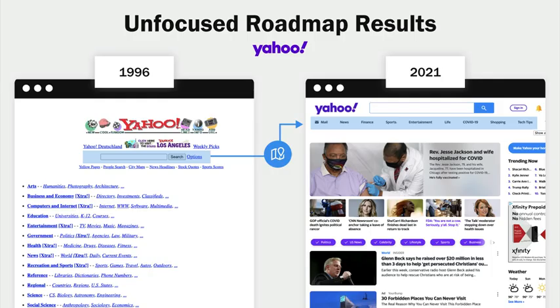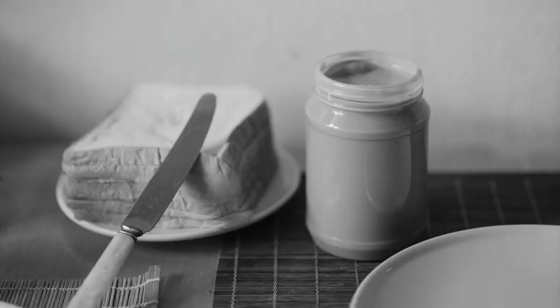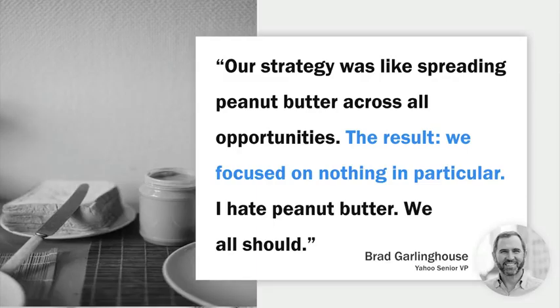The clearest illustration of this is Yahoo. Originally just a search engine, Yahoo's roadmap over time grew to span multiple industries. Yahoo's level of focus became so thin that in 2006, Brad Garlinghouse, a Yahoo senior vice president, wrote a famous memo complaining about Yahoo's lack of focus. In what is now known as the Peanut Butter Manifesto, Garlinghouse pins Yahoo's decline squarely on lack of focus. He said, "I've heard our strategy described as spreading peanut butter. A thin layer of investment spreads across everything we do, and thus we focus on nothing in particular. I hate peanut butter. We all should."